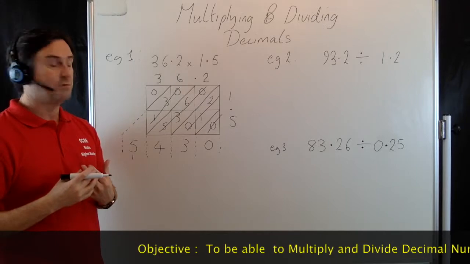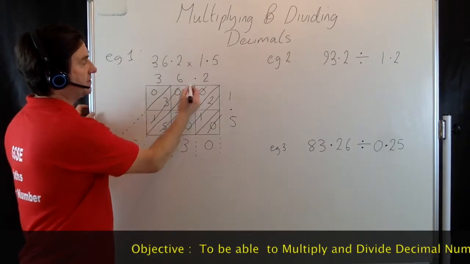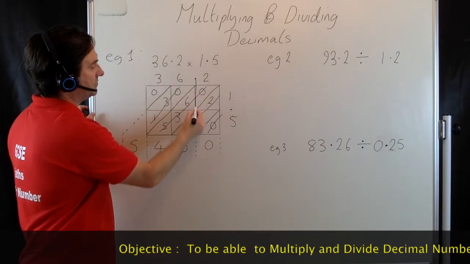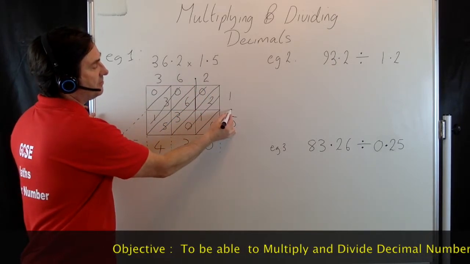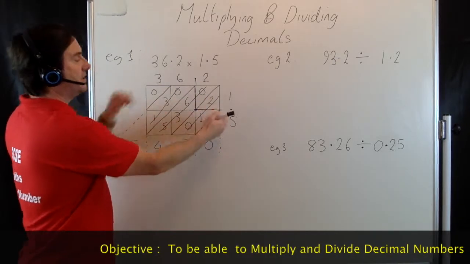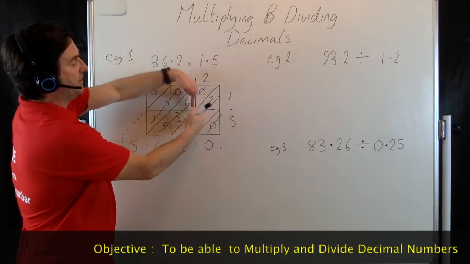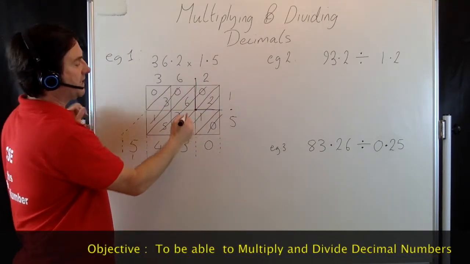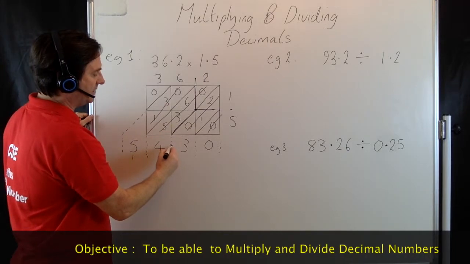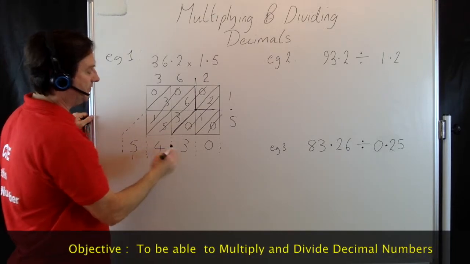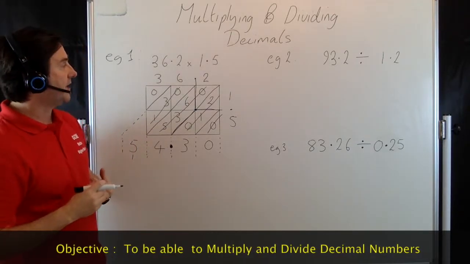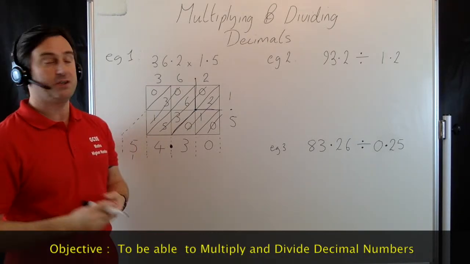To find out where the decimal point goes, all I do is I go from the decimal point at the top and go down to the center, go from the decimal point at the side and come in until it meets the decimal point at the top there. So where they meet, you then go diagonally down the line there, and that is where we position the decimal point, 54.30.